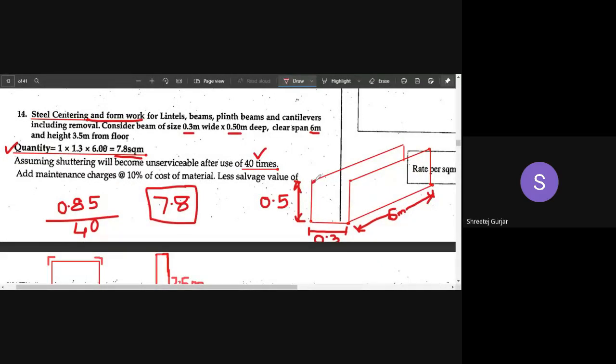So one panel will be fitting like this, and adjacent to this panel, one more panel we will be fitting, right? Similarly, we will be fitting until we reach 6 meters.